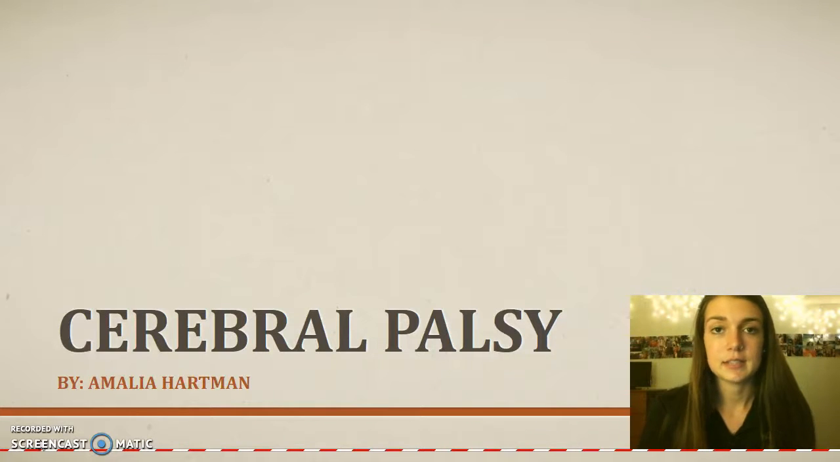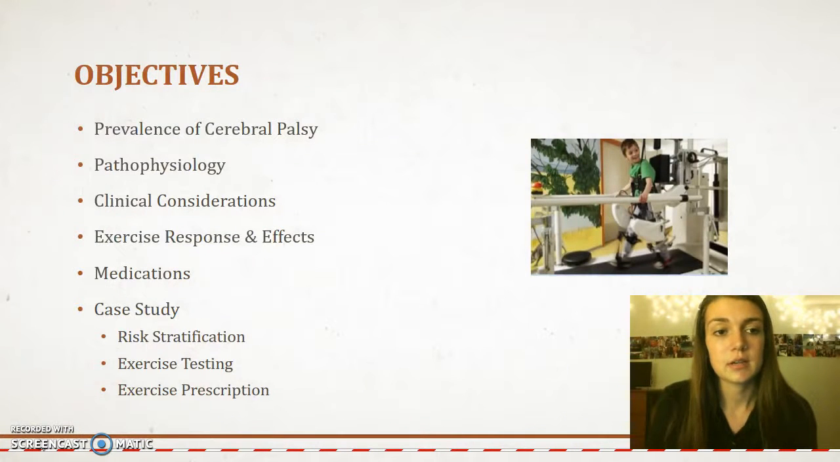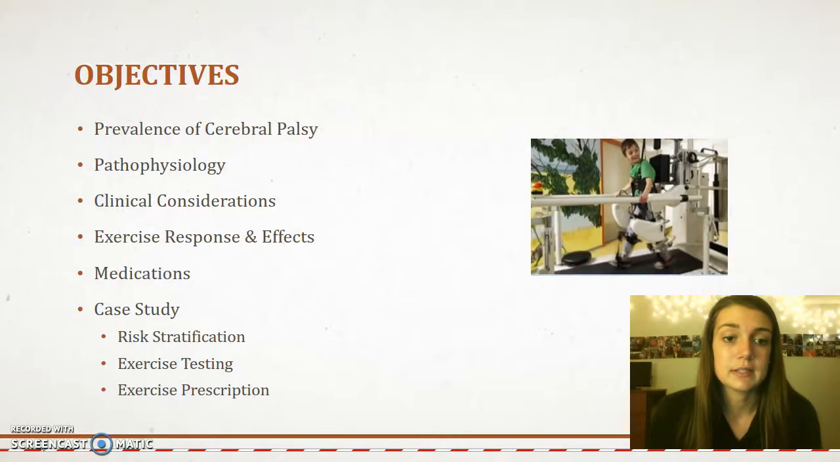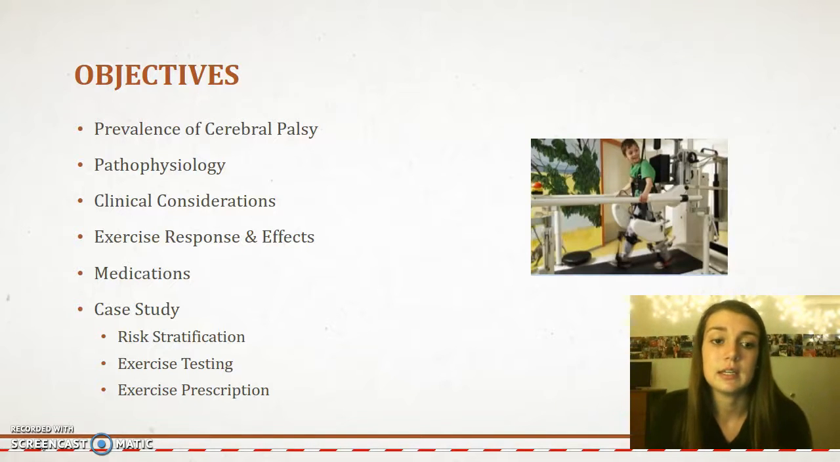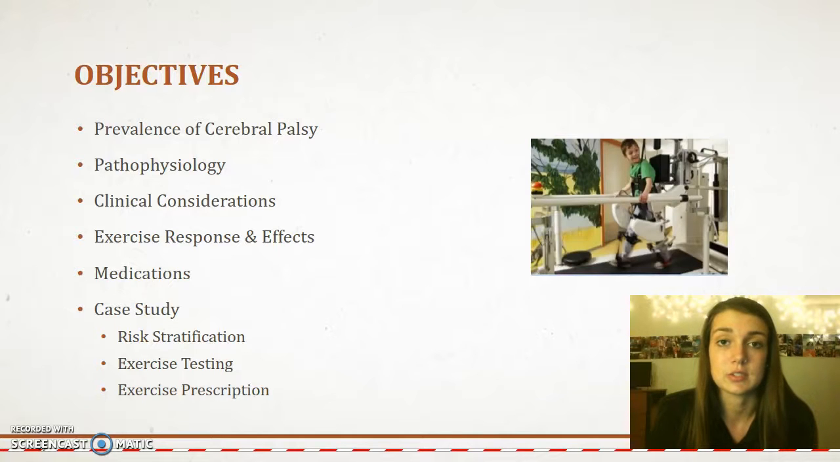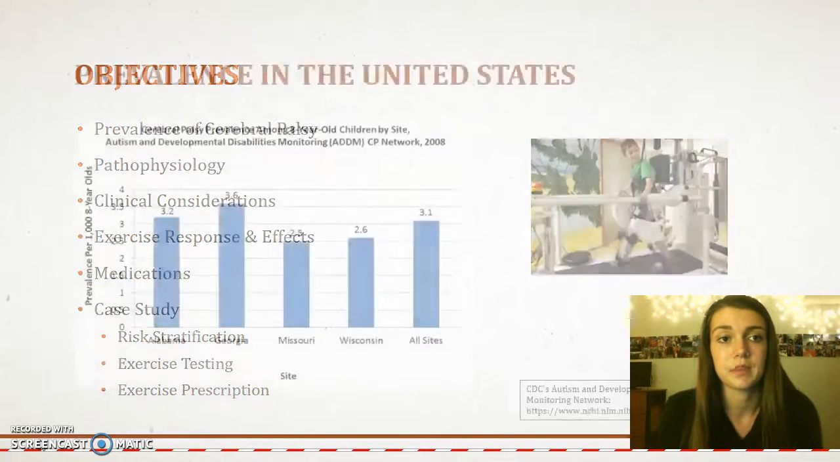My topic for the case study was cerebral palsy, or CP. So some things I want to talk about are the prevalence of CP within the United States, the pathophysiology of CP, some clinical considerations that we as exercise professionals should take into consideration, the exercise response and effects, medications that a lot of individuals with cerebral palsy utilize, and how they're impacted during exercise, and then go into the case study and do the risk stratification, the exercise testing, and the prescription.